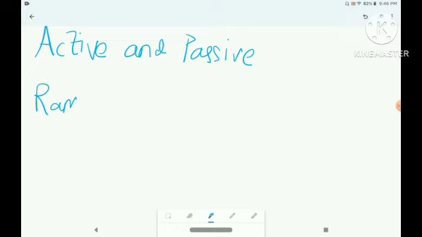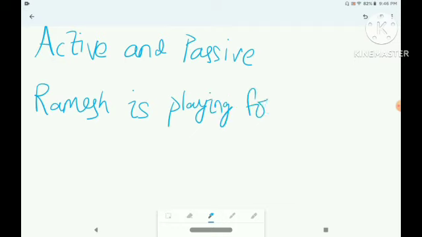Ramesh is playing football. So what I told, that when the person or thing denoted by the subject is the doer of the action, means the verb denoted in the sentence must be done by the subject, then we can say that it is an active voice.